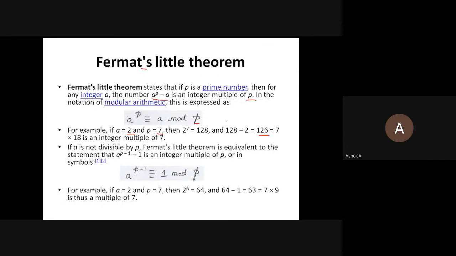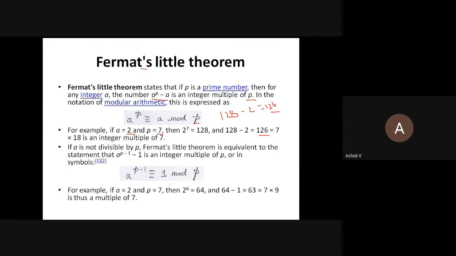So that's what I'm saying. If a is 2 and p equals 7, then a^p is 128. What is the a value? 2. So it's 126, and 126 is a multiple of p. What is p here? 7. 126 is a multiple of 7, since 7 into 18 is 126. So always, if it is a prime number, then a^p minus a is a multiple of p.